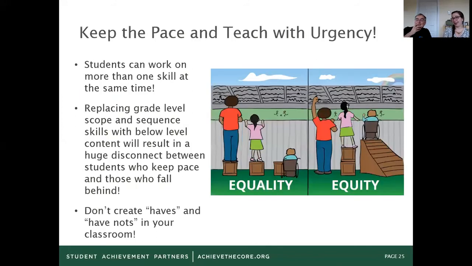As you're doing that, we're asking you to keep that pace and teach with urgency, knowing that students can work on more than one skill at the same time. So we're not replacing the first grade scope and sequence with the kindergarten scope and sequence, because then those first graders will be behind in second grade. You don't want to create haves and have-nots in your classroom. You want to make sure that you're giving a whole lot more to the students who need more in order to catch up. Did you want to speak any more about differentiation?